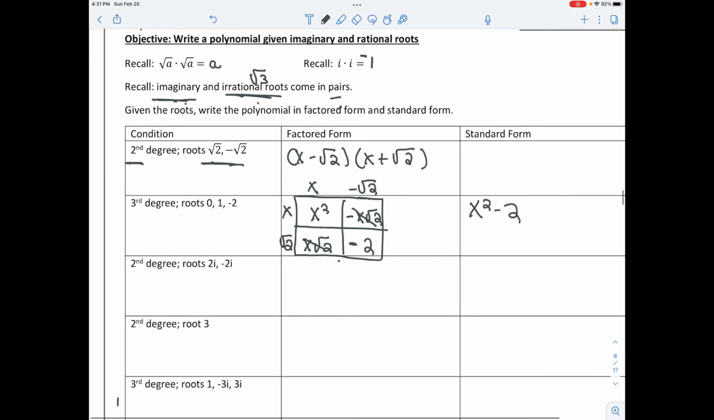Okie dokie? Alrighty. I'm going to let you do this one for homework. So I'm not going to finish that one. You're going to do this one for homework. I'm going to go to the next one.